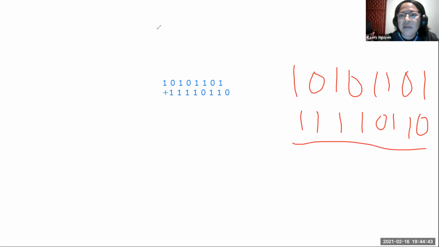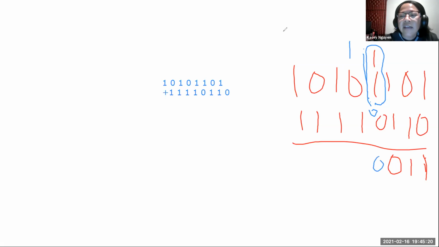So starting with the right, we're going to do 1 and 0. We're going to get a 1. And then nothing carries. 0 plus 1 is a 1. 1 plus a 1 is a 0 with a carry. Okay, let's switch pen. So we're going to handle this part first. Okay, so 1 plus a 1 is a 0 with the carry. A 0 plus a 0 is a 0.